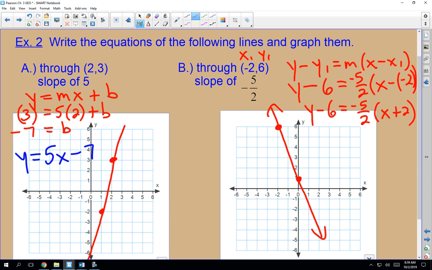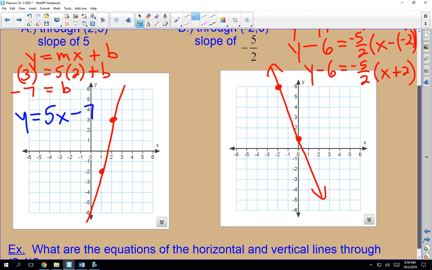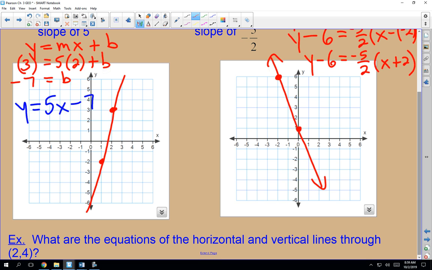I don't care, you use either one. So slope-intercept, point slope, you just need to be able to write the equation of the line through a point with a given slope, using one of those two methods. Is that all right? And then you should also be able to graph it, and they may ask you to graph some of these.